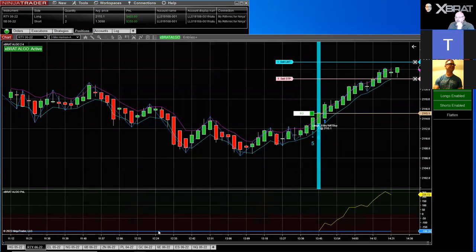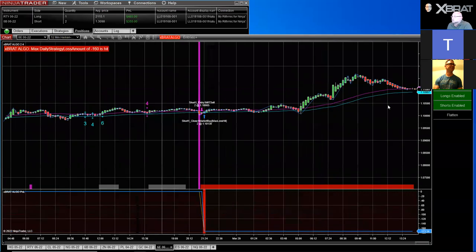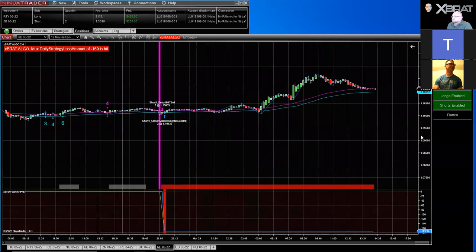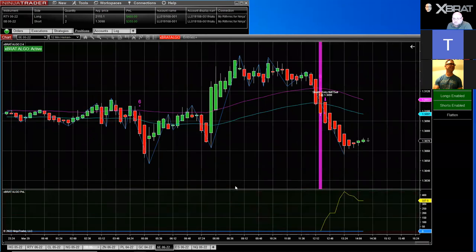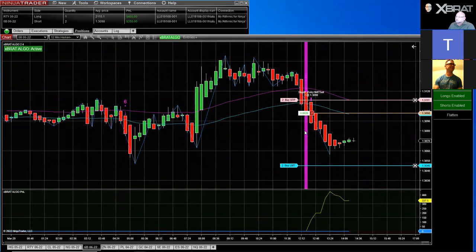When I look at 6B, that's 6E, that's not 6B. 6B, so this is the British pound. We're in this short at the moment, $350 to the good. It's a different time frame. Every candle is 12 minutes, whereas it's 3 minutes on that RTY. So this is a lot slower burn.